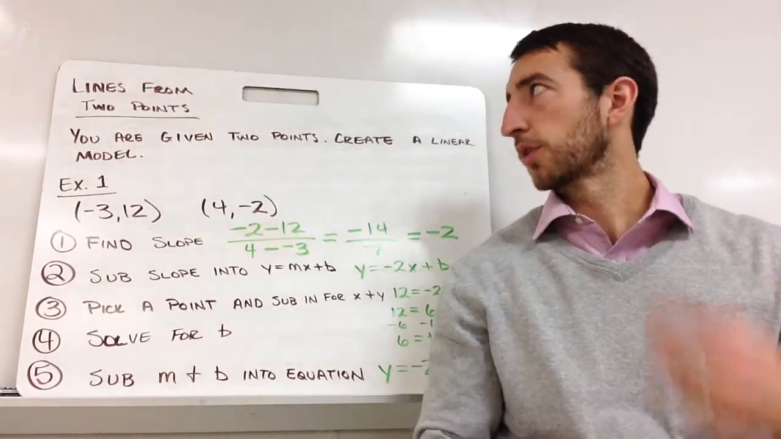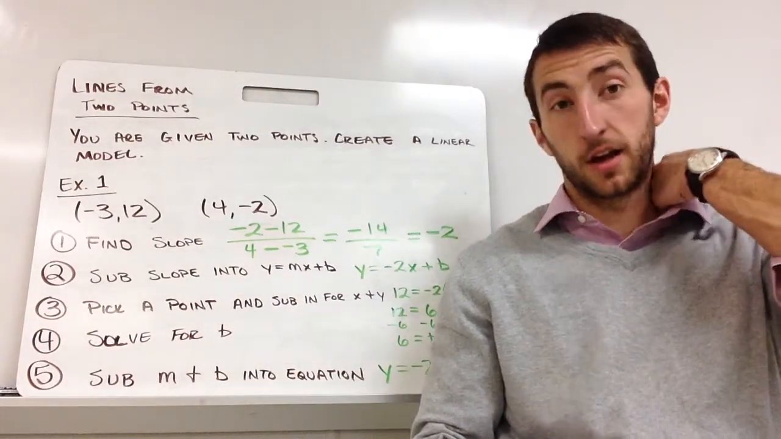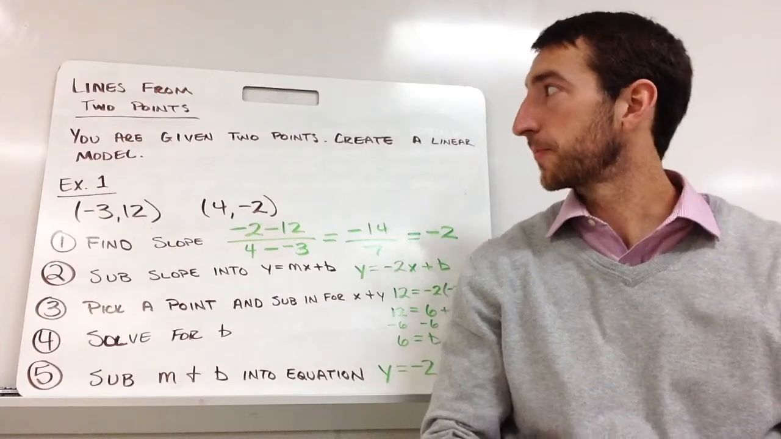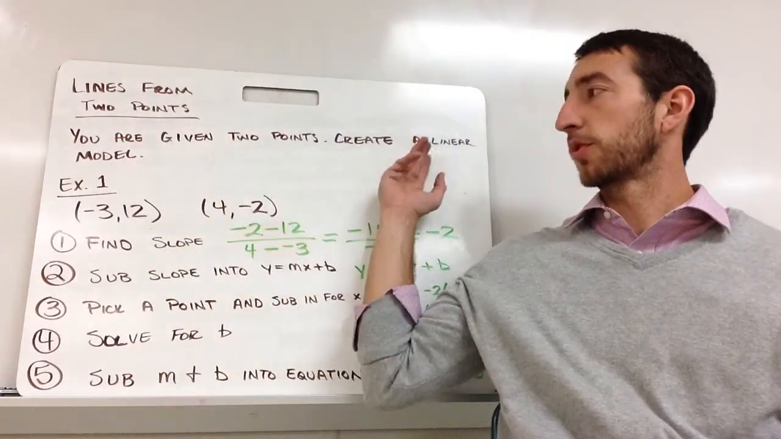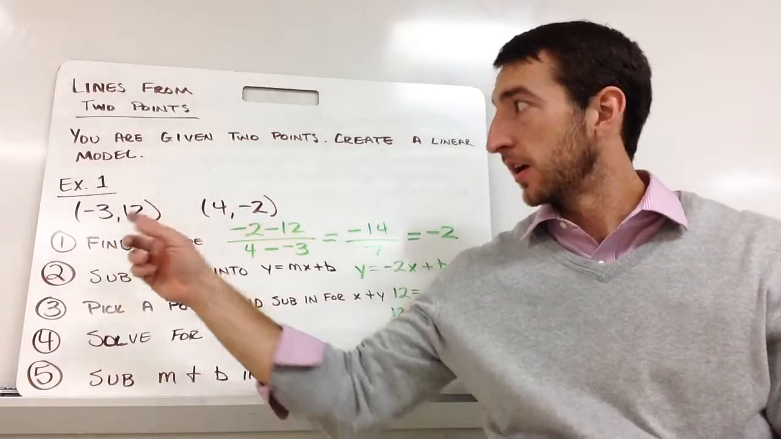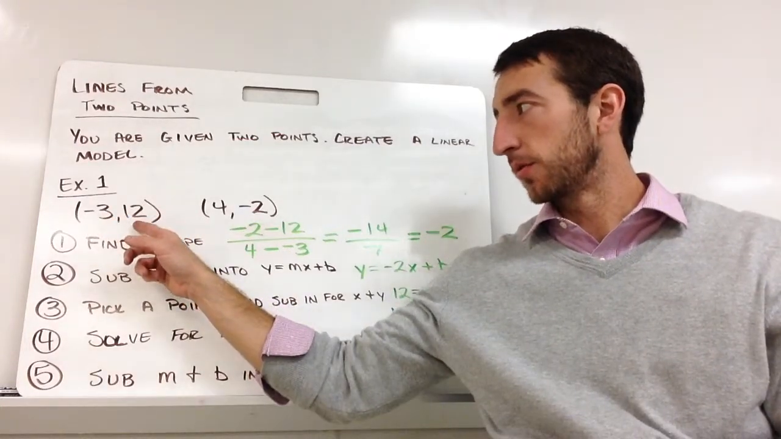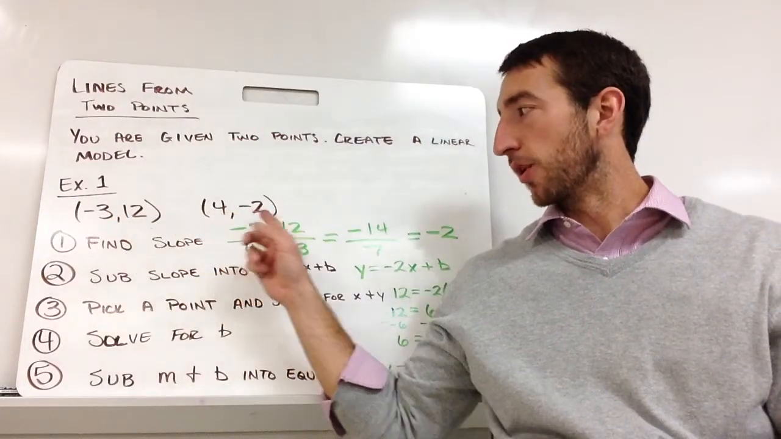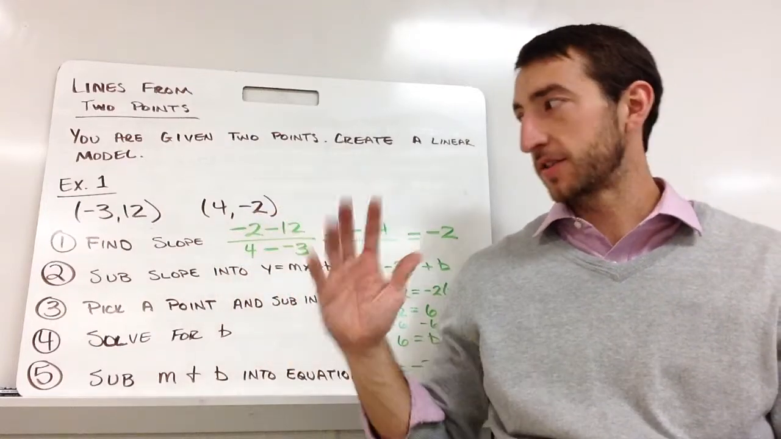Hey class, today what we're going to do is find a line if you're given 2 points. Let's say you're given 2 points, and we want to create a linear model for that. Let's say we're given (-3, 12) and (4, -2). There's a 5-step process for this.